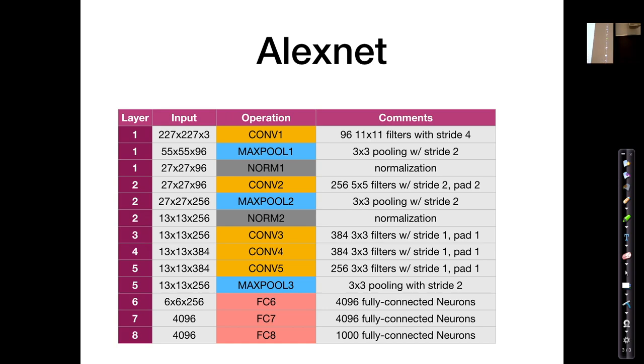96 11 by 11 filters with stride 4. 96. Right? Matches with 96. 55 is equal to, let's see if we get this right, F plus 2P. No, that's not it. N plus 2P minus F over S plus 1. Does that sound familiar? So 227 minus 11 is 216, divided by 4 is 54, plus 1 is 55. That's nice.